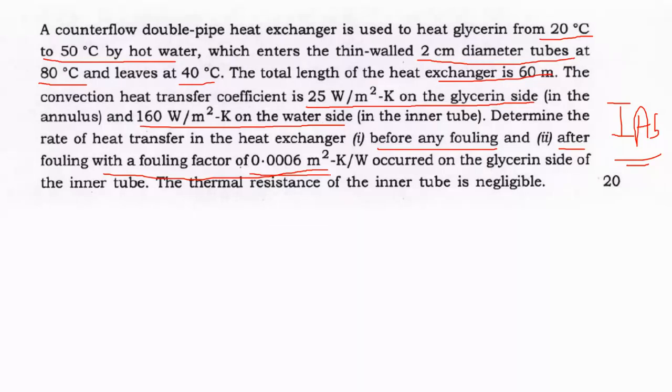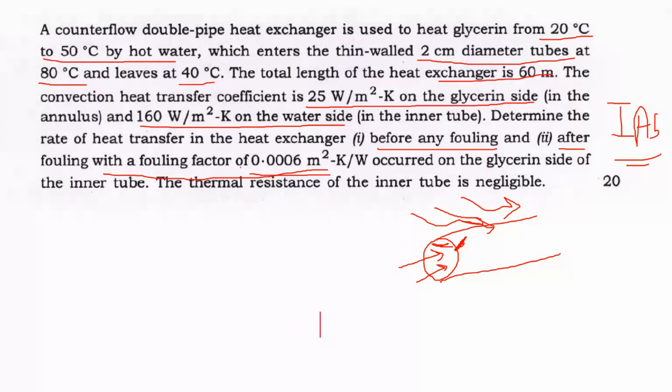Okay. So here one thing that you know is, suppose this is a tube and the water is flowing inside and glycerin is flowing over it. So there is a convective heat transfer resistance from inside as well as convective heat transfer resistance from outside, plus the conduction resistance due to the pipe thickness. But here there is no mention of pipe thickness and conductivity of the pipe material.